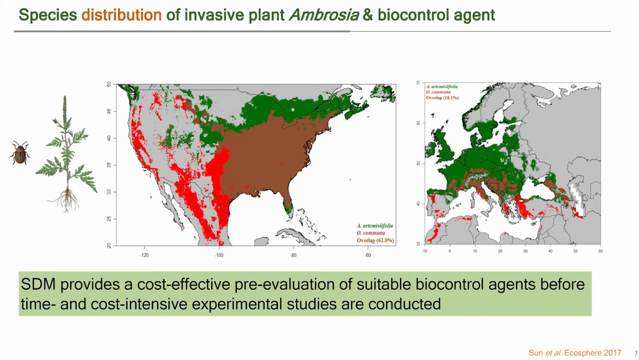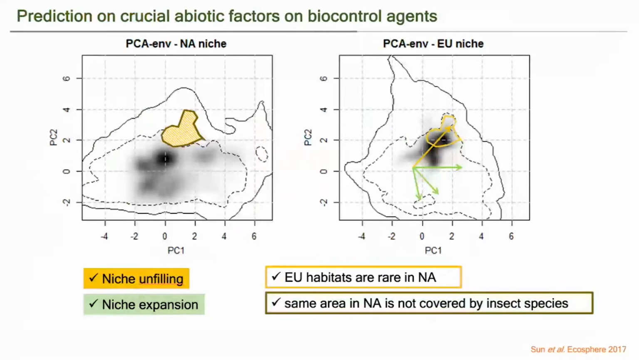And in this way, we actually don't know the efficacy. We only know this beetle has a higher chance to survive and start to build populations. But you can still see that, compared to the native range, we have much less overlap area in the introduced European countries. So why is that? Based on their realized niche, we could tell.